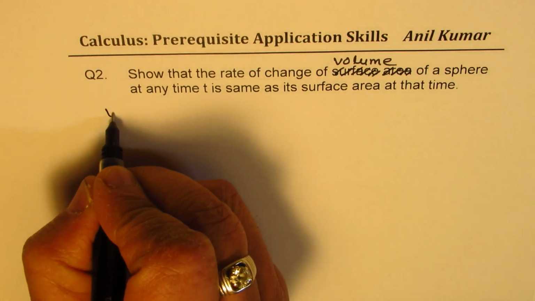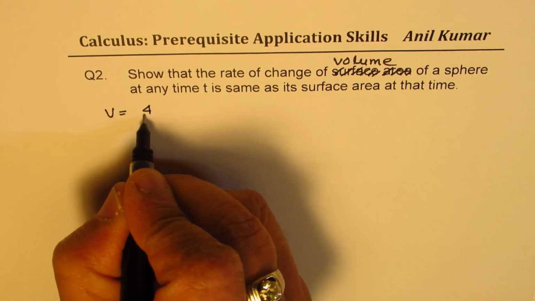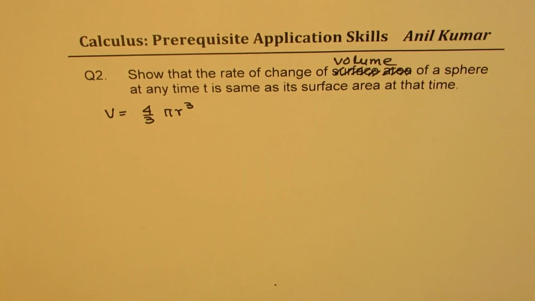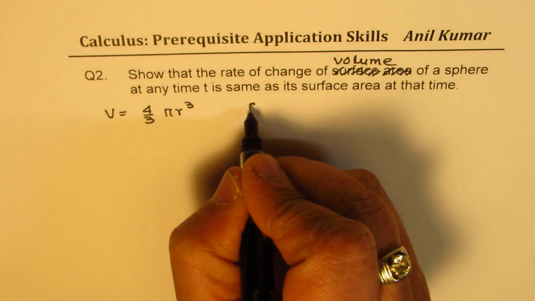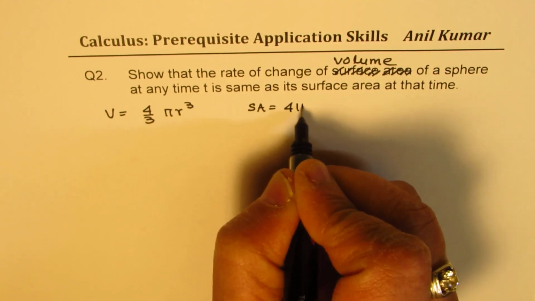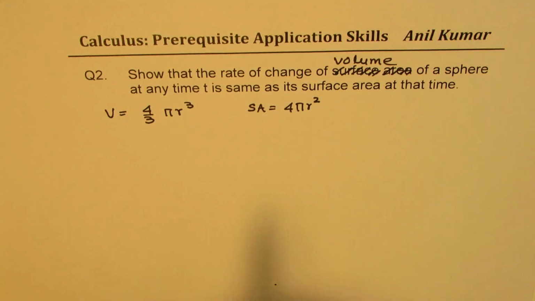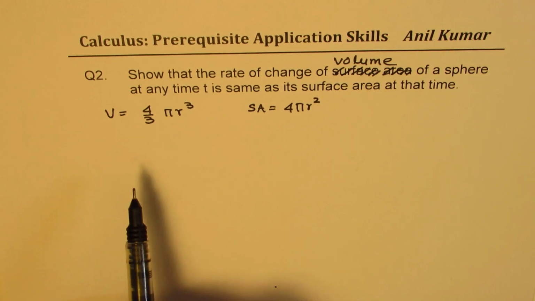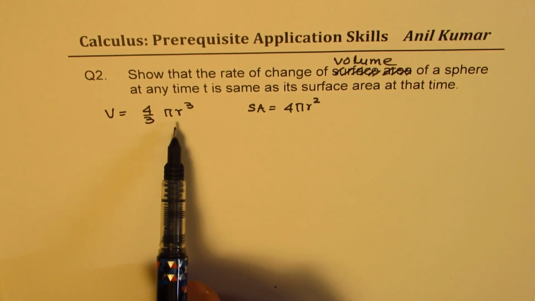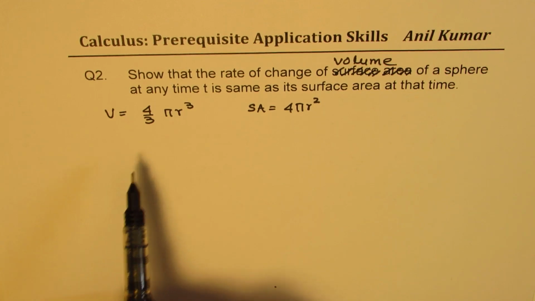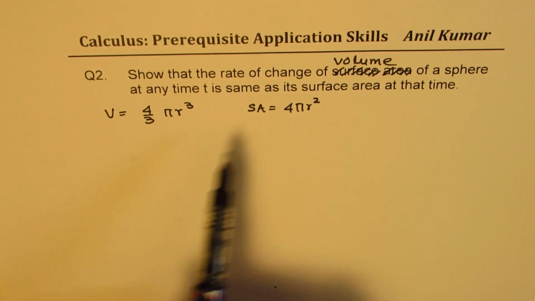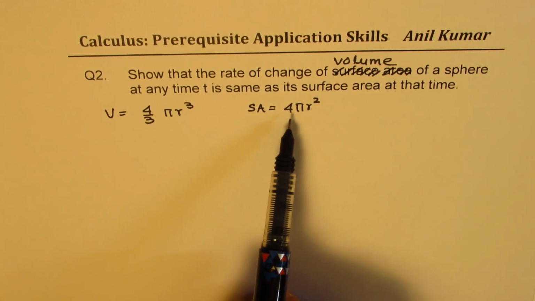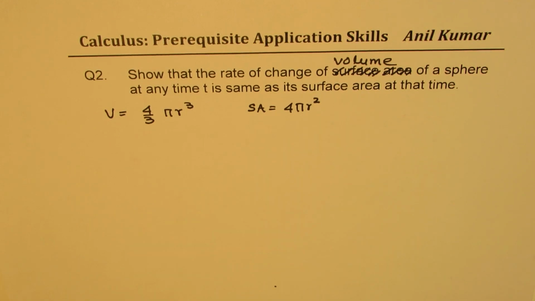Now what is the volume of a sphere? Volume is 4 by 3 pi r cube, right? That is the formula for volume. The surface area is given by 4 pi r square. So let us say we have a ball of ice which is melting, volume is changing, and we want to find the rate of change at a particular instant of time, correct? At that time the radius will be changing. So at that time we say the rate of change of volume is the same as the surface area. That is the application, correct?